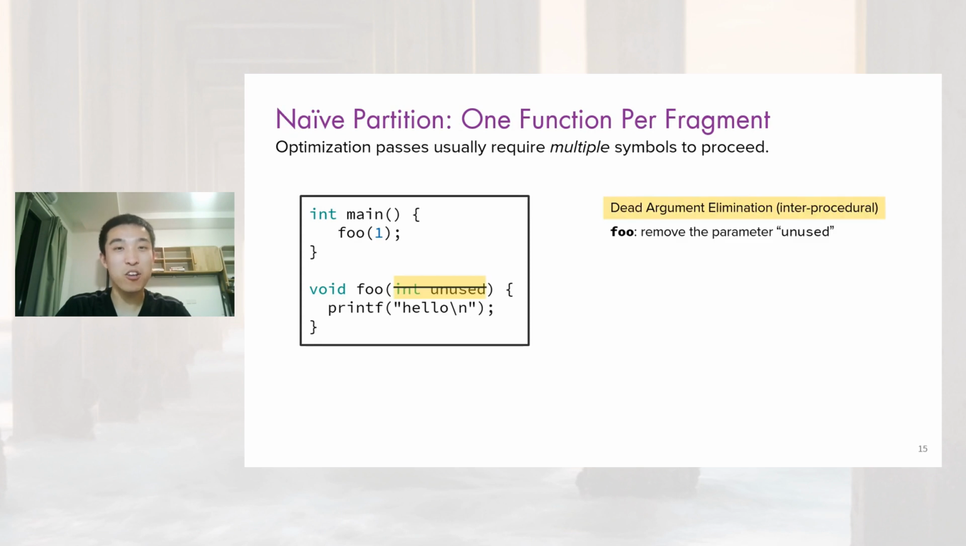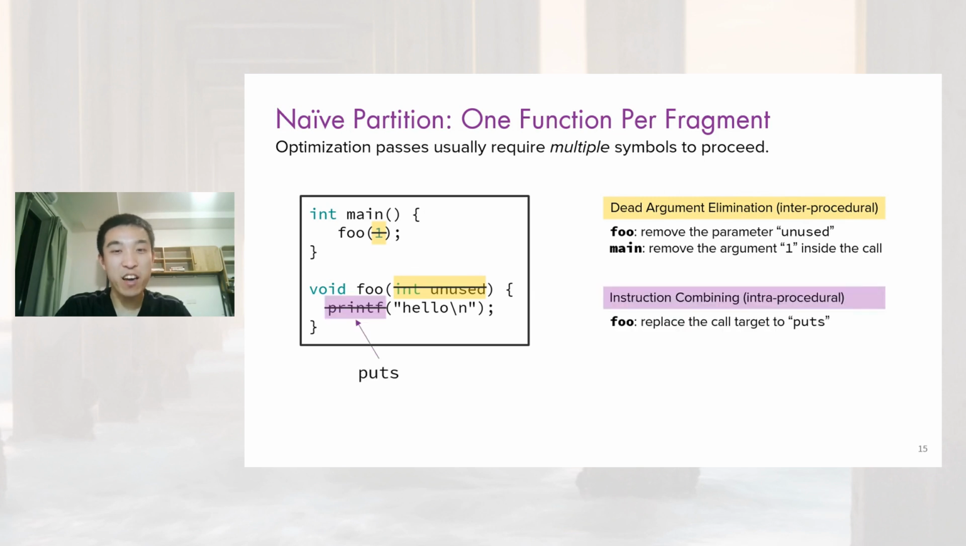Take a look at the code snippet. The function main calls function foo, but the argument is never used. The dead argument elimination optimization removes the unused parameter. It also removes the corresponding argument inside the caller. In other words, this inter-procedure optimization requires both the caller and the callee to be present to proceed.